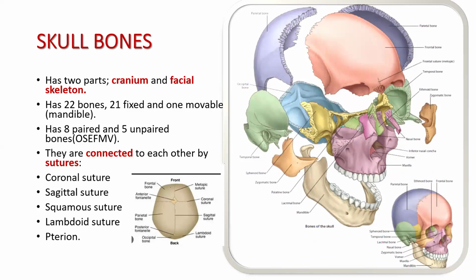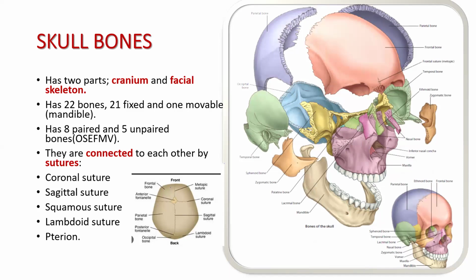So now looking at the skull bones, we have two parts of the skull. We have the neurocranium and the visceral cranium. So that is what the cranium is and what the facial skeleton is. The skull has 22 bones, and of the 22 bones, 21 are fixed, and there is one movable bone, that is the mandible, and there are 8 paired bones and 5 unpaired bones.